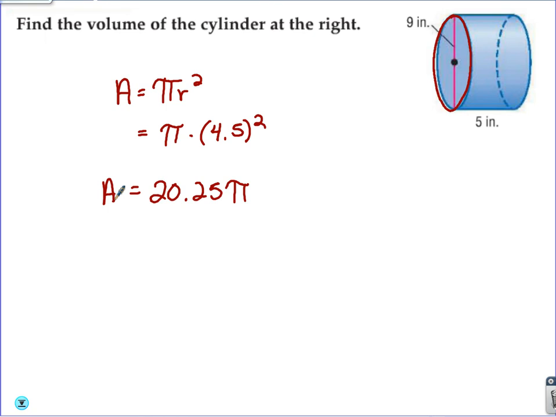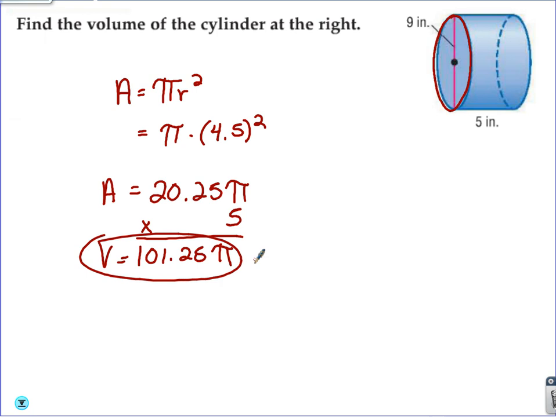In order to find the volume, you're going to take that area and you're going to multiply it by 5, how tall it is. Find the area of the base, multiply by how tall it is. And again, that's not sitting on its base, but the height is 5. And that's going to be 101.25 pi, which is about 318.086, so about 318.09 inches cubed.